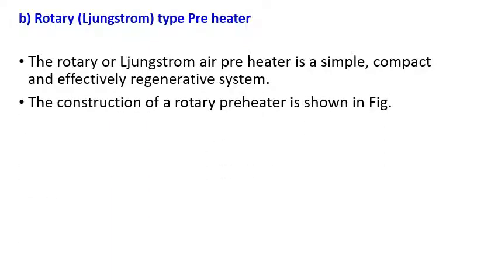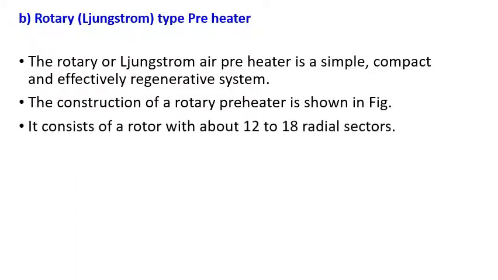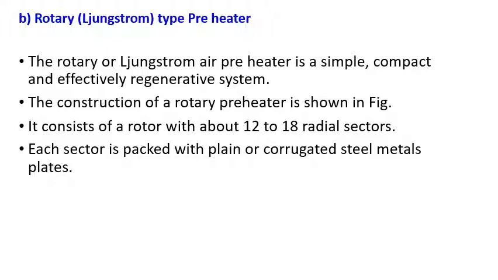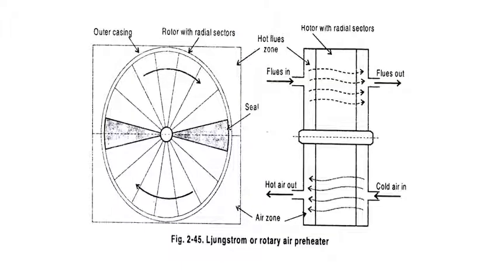It is constructed as a rotary preheater as we showed, or there is one more sketch, we will see that one. I have shown in my sketch only 3 earlier, but generally it is 12 to 18 radial sectors with a matrix. Each sector is packed with plain or corrugated sheet steel, that is called the matrix, and 2 sectors are opposite to one another, right? One way I am passing the flue gas, the other way I am passing the air. So here you can see.